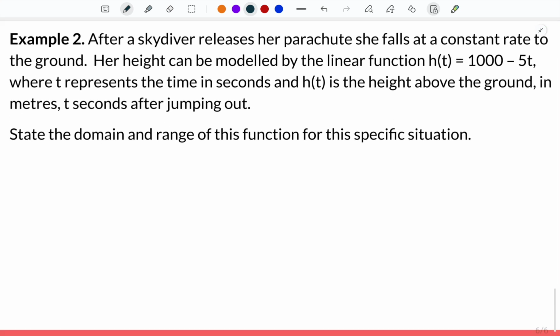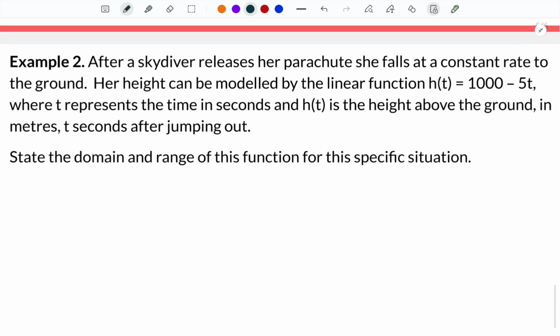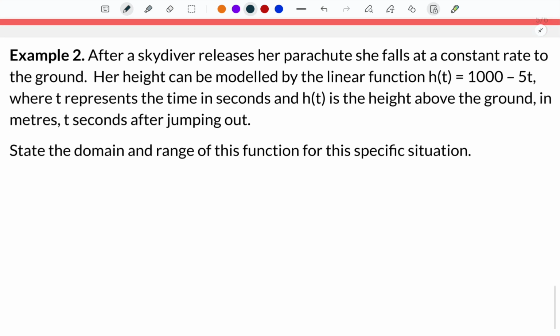All right. And let's take a look at this last situation, a word problem. And so we want to use those previous methods just to get a sense of what the domain and range is, but we need to be careful of what is the actual physical situation, what makes sense. So don't just think about calculations, think about what is going on here. So we have a skydiver. She releases her parachute, falls at a constant rate to the ground.